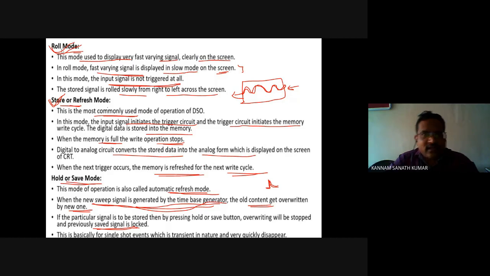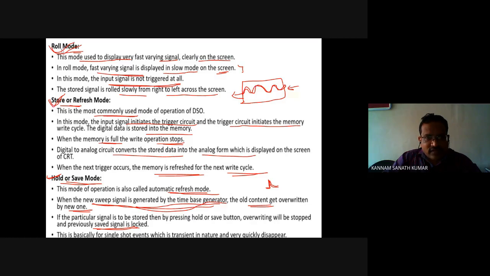Okay, and in this store and refresh mode, whatever the digital data is there is given to the DAC, the digital to analog converter, and it is displayed on the screen through the vertical and horizontal deflection plates. And hold and save mode means whatever the old content is there, the old content will be saved. So this is the automatic refresh mode.